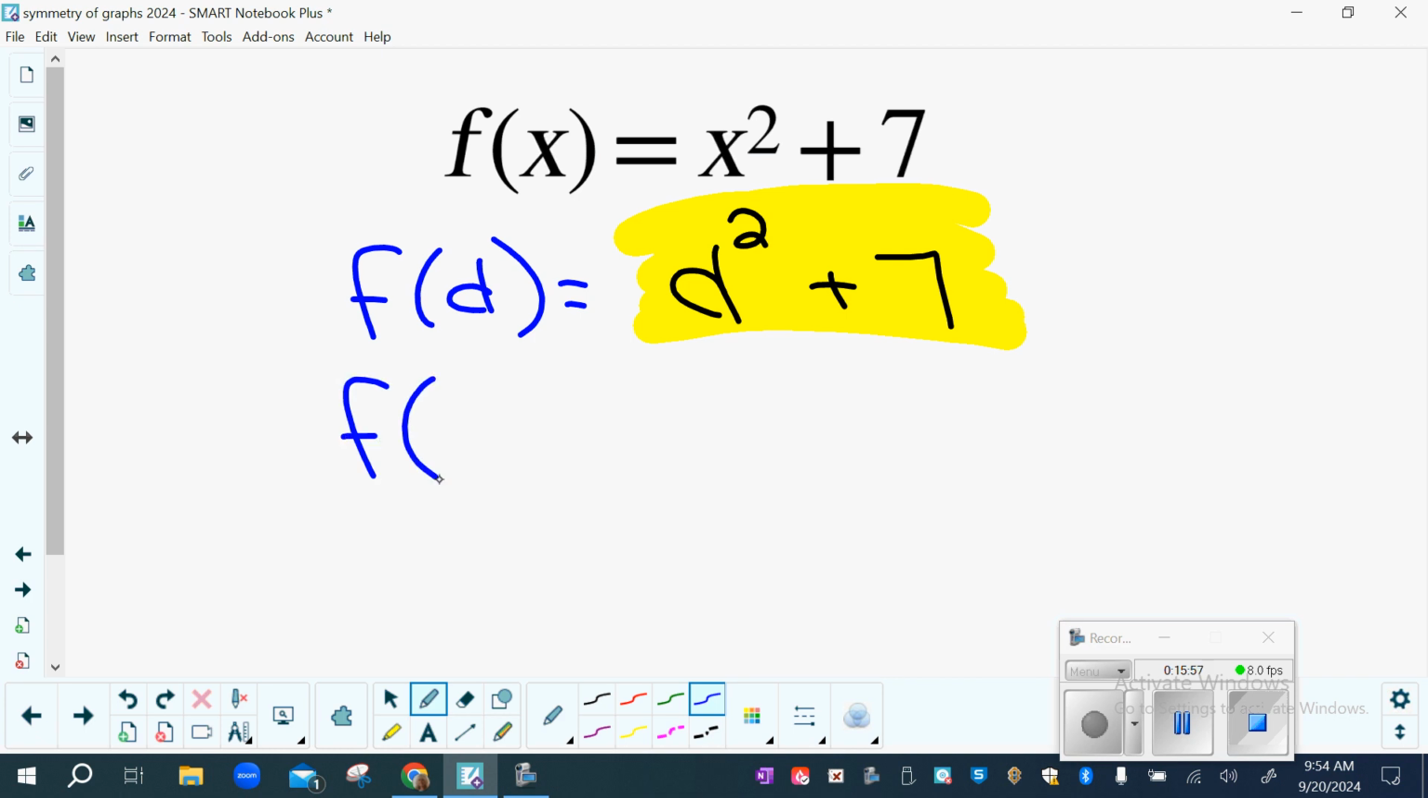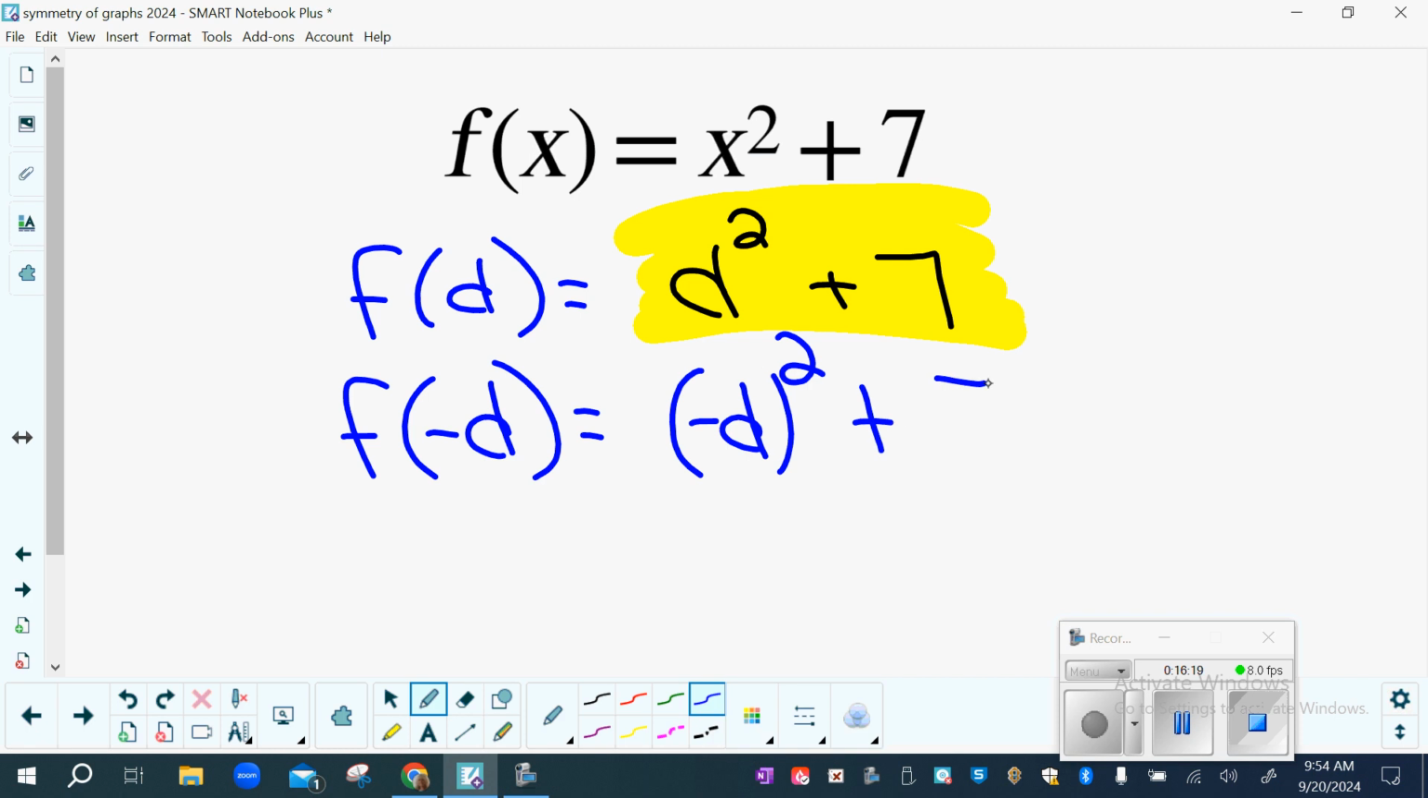What we now need to plug in is the inverse of D, the opposite of D. And you know what the opposite of D is? Negative D. So here's what I'm going to do. I am going to use parentheses, and I'm going to say negative D squared. Oops, negative D squared. That looks awful. Plus 7.